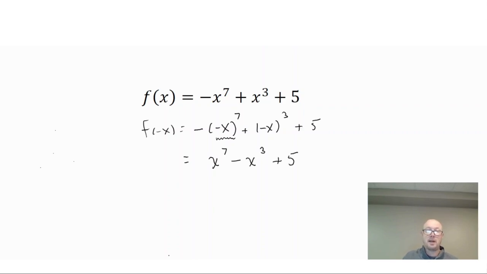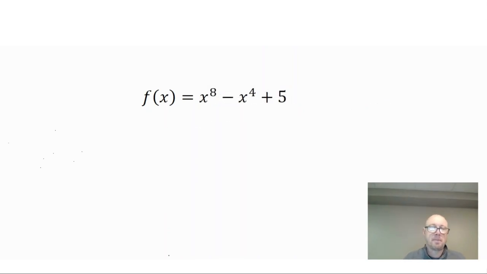Okay, so let's see what's happening. The original was minus, the first term's positive. The second term went from positive to negative. So we've done the opposite of the original for the first two terms. But look at the last term. Since the last term is a constant, that stayed exactly the same. So that stayed positive 5. So that means that this is not an odd function. This would have to be a neither function because of that last term. Okay, let's try another one.